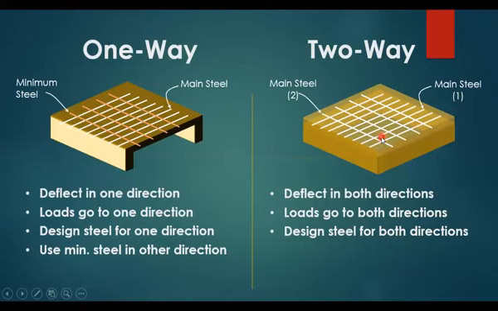Main steel in the short direction, we call it main steel 1. It will be at the bottom layer. Above this layer, you will have a main steel, but we call it main steel 2.